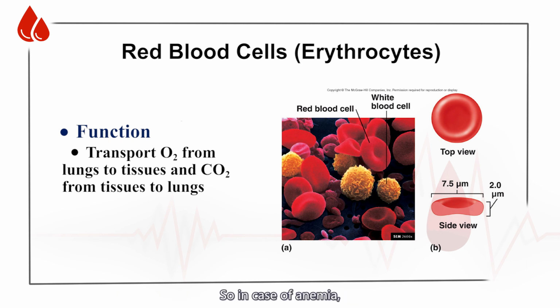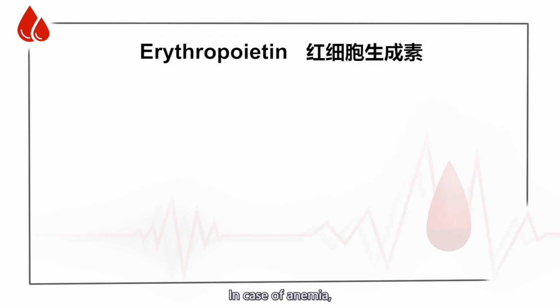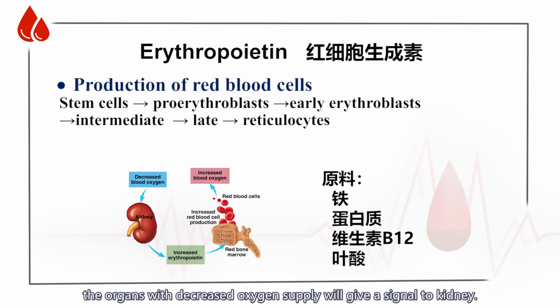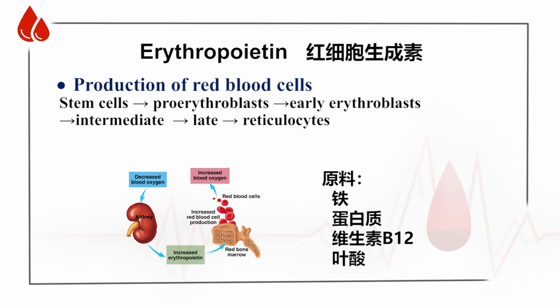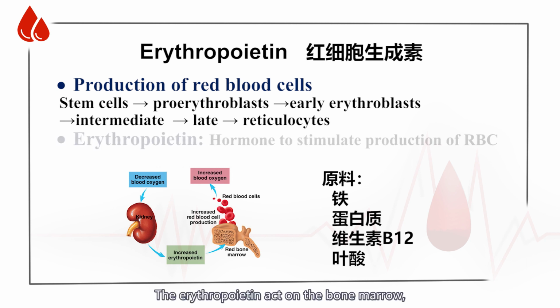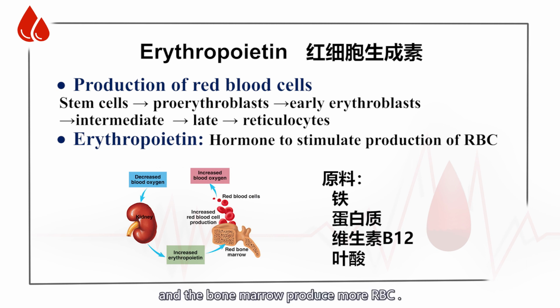So in case of anemia, people will feel fatigue. In case of anemia, the organs with decreased oxygen supply will give a signal to the kidney. Then the kidney will produce more erythropoietin. The erythropoietin acts on the bone marrow, and the bone marrow produces more RBC. Thus, the organs will get more oxygen supply.